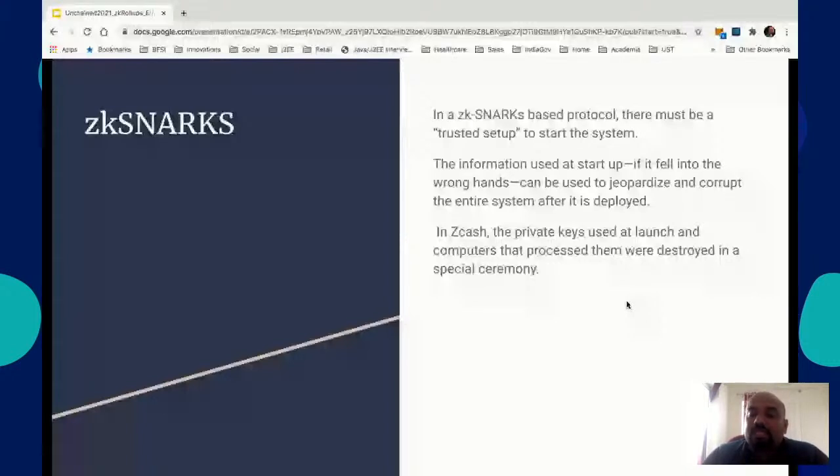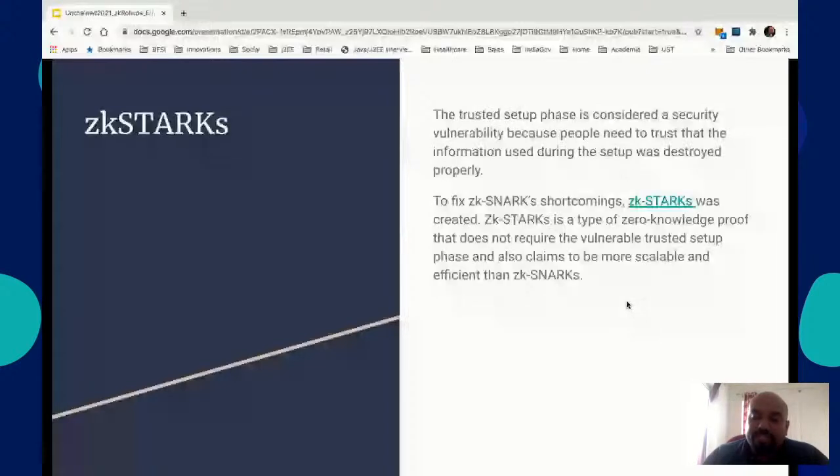So the trusted setup ceremony had its constraints and challenges, and hence they did a workaround by destroying the private key that was used, and the computers that were processing them were destroyed in the ceremony. Then came an alternative. In fact, two alternatives came: Bulletproofs and ZK-STARKs. ZK-STARK is worth mentioning here because it's being used even in ZK rollups now.